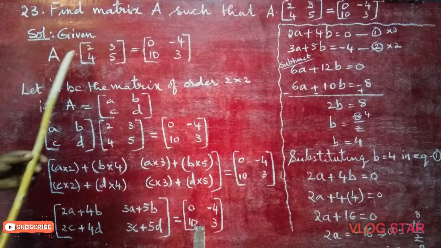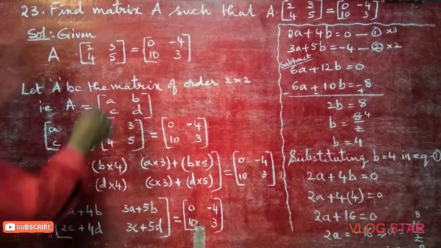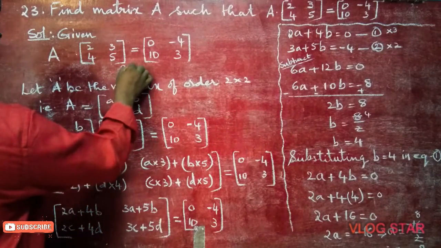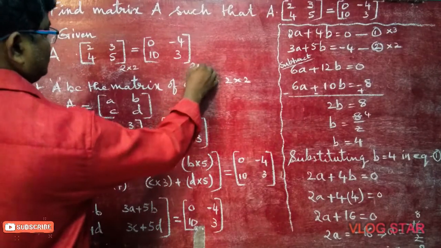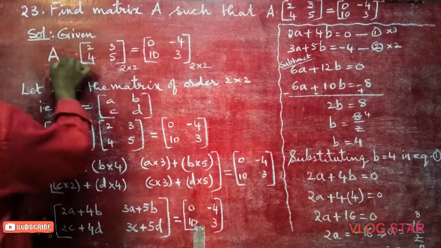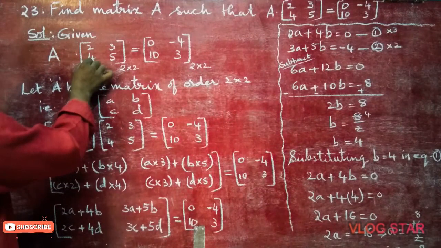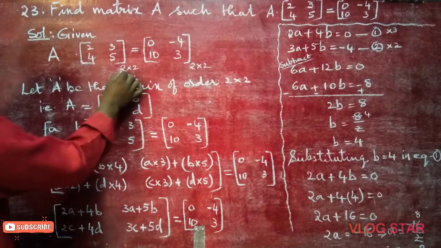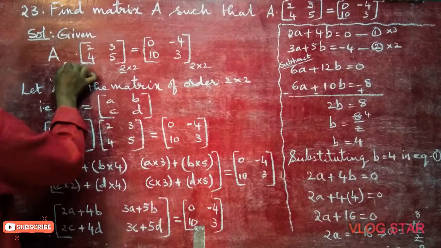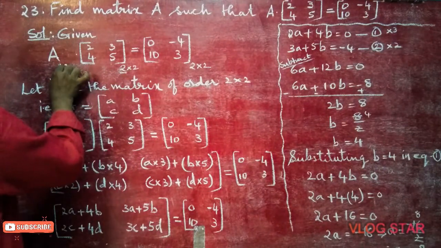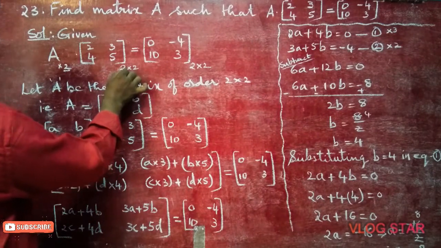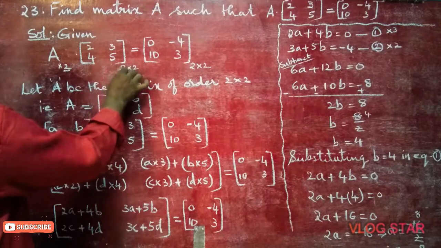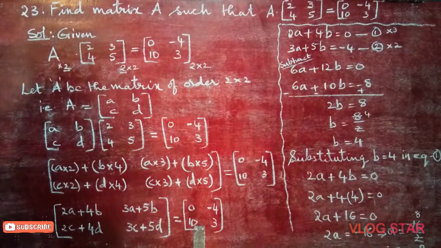Then we are going to multiply. Given two matrices, this is a 2 by 2 matrix and the RHS is also a 2 by 2 matrix. If you want to multiply two matrices, our first matrix's column count should be equal to the second matrix's row count. So how many rows are there in the second matrix? That many columns should be there. See how to find the order of the matrix.